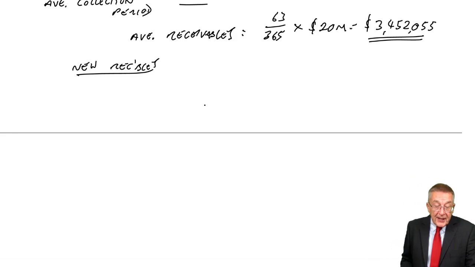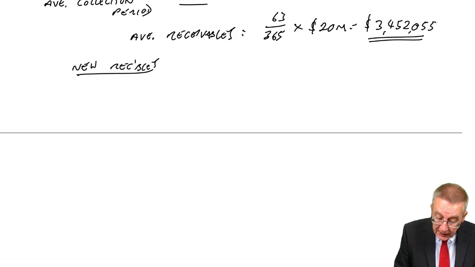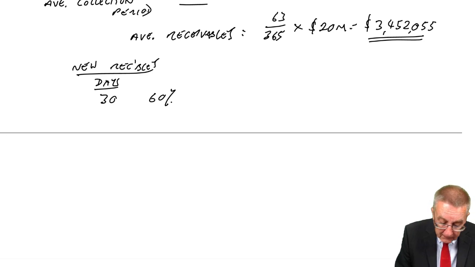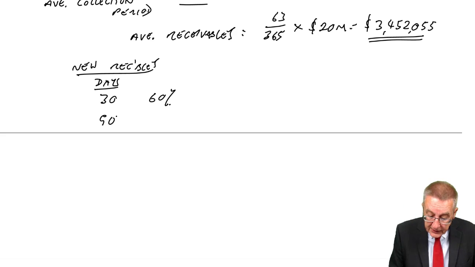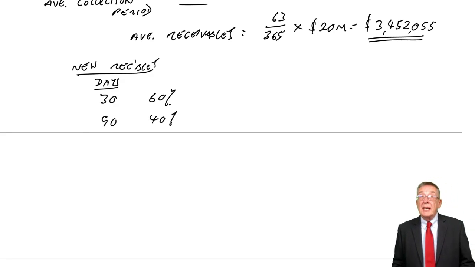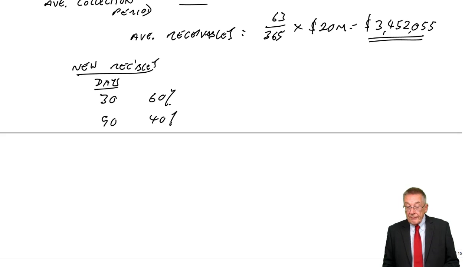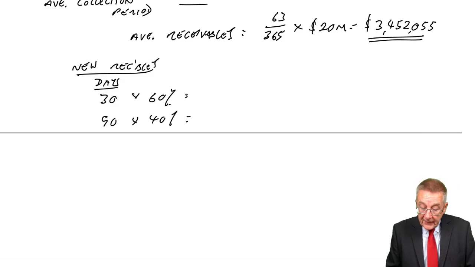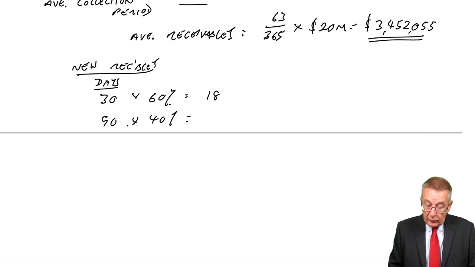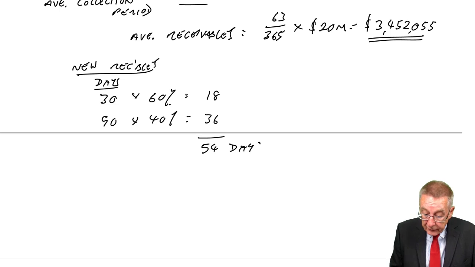In the future, 60% will take advantage of the discount. So 60% will pay in 30 days. The remainder will take a full 90. So if 60% are paying in 30 days, the remaining 40% will be taking 90 days. So the average collection period, 60% of 30 is 18, 40% of 90 is 36. On average, it'll fall to 54 days.